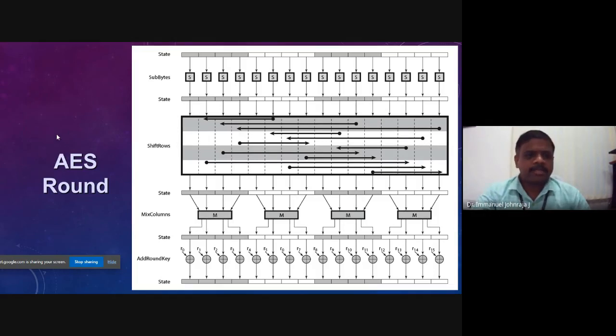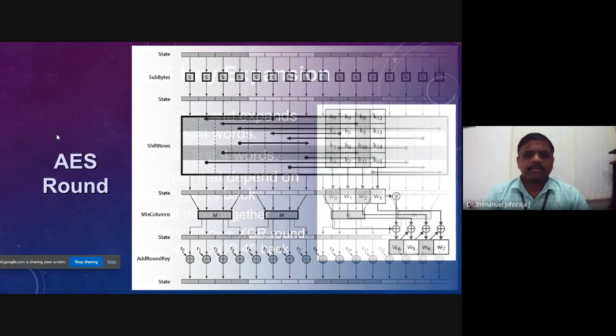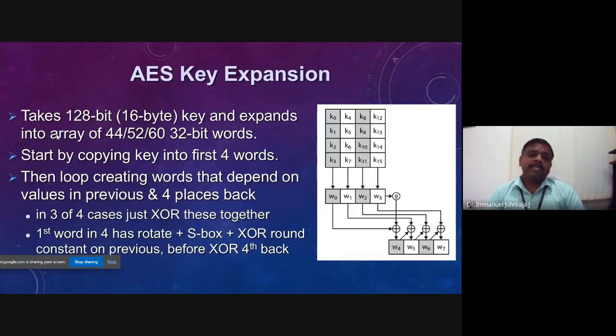I think I have a slide for that. How is the key expanded? Yes, how the key in AES is expanded. Right. So it takes the 128-bit key and expands it into an array of 32-bit words. For 10 rounds, you should have 320 bits. How much is the input? 128-bit. That is why it is called expanded. Right. So how is the key expanding in every round?